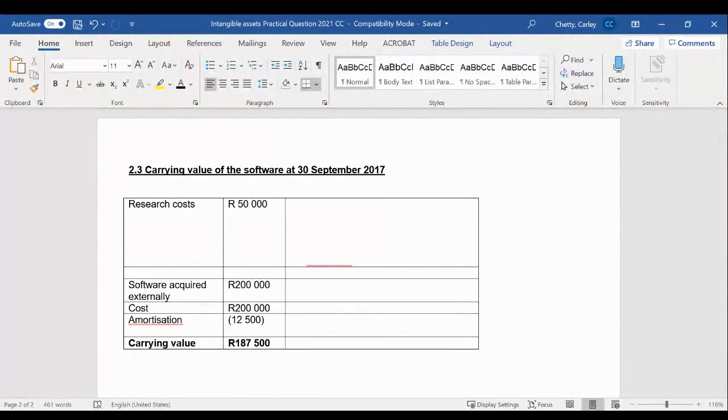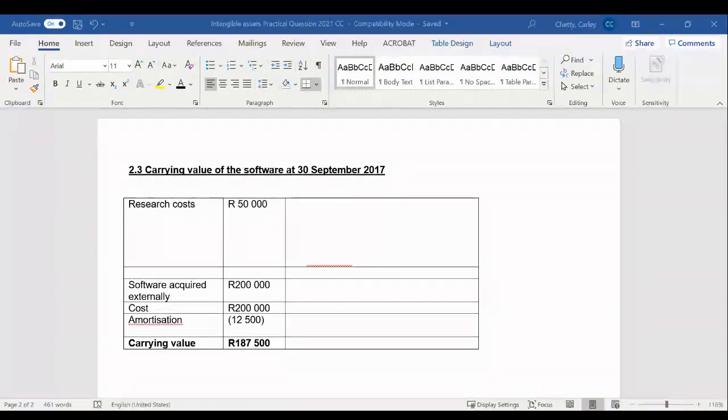So should this research cost be included in the cost of our intangible assets? Okay. If you remember back to the lecture, you should have covered research costs. These research costs actually are exploratory, and we cannot prove that they will give rise to future economic benefits. So even though the research cost relates to the intangible asset, we cannot prove that it is going to give rise to a future economic benefit.